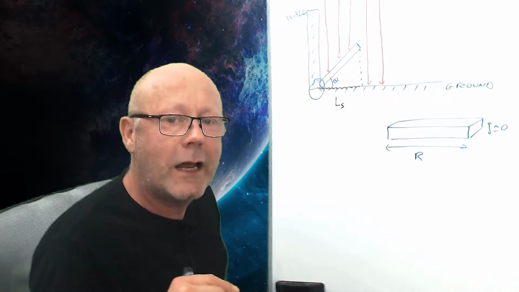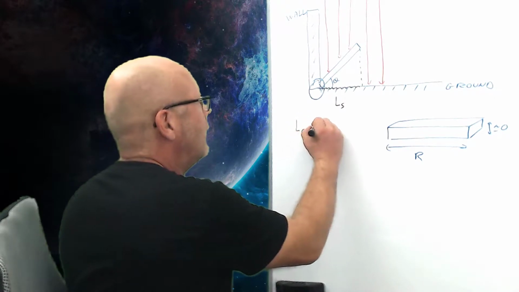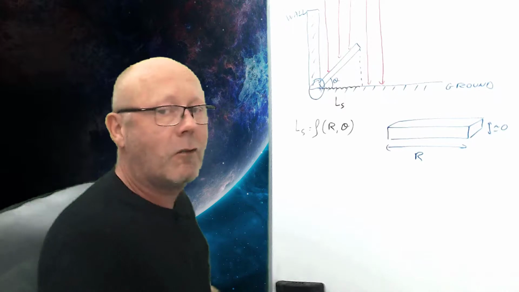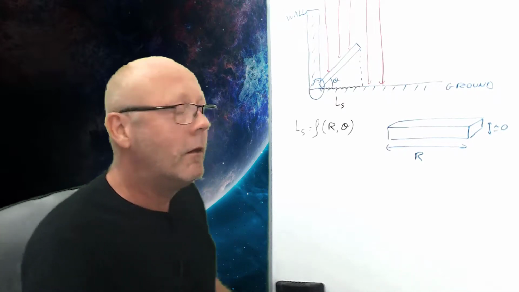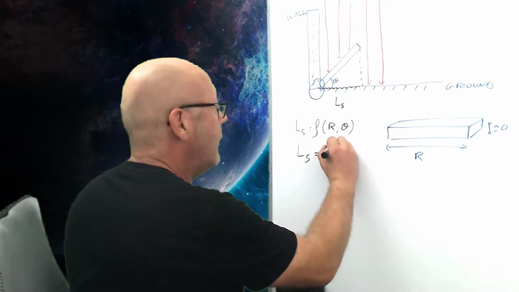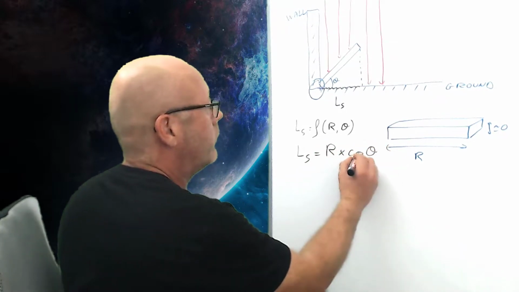The length of the shadow depends on two things. The length of the shadow depends on the length of the plank and the angle, the orientation of the plank. The length of the shadow is equal to the length of the plank multiplied by the cosine of the angle.